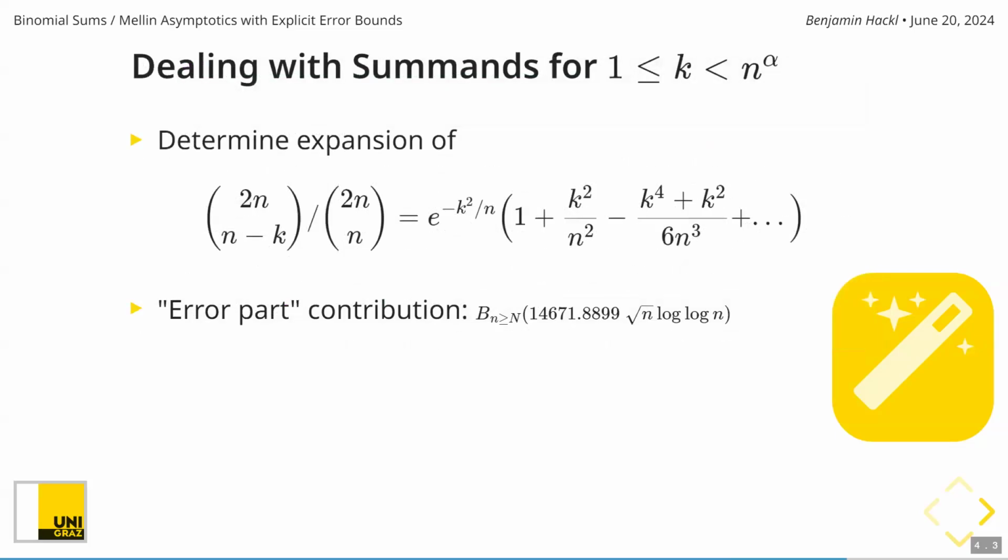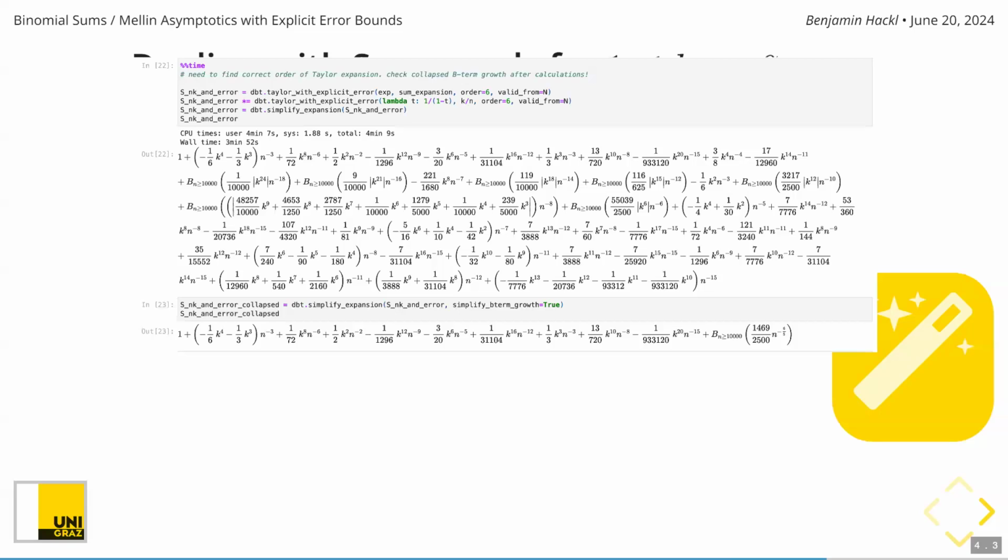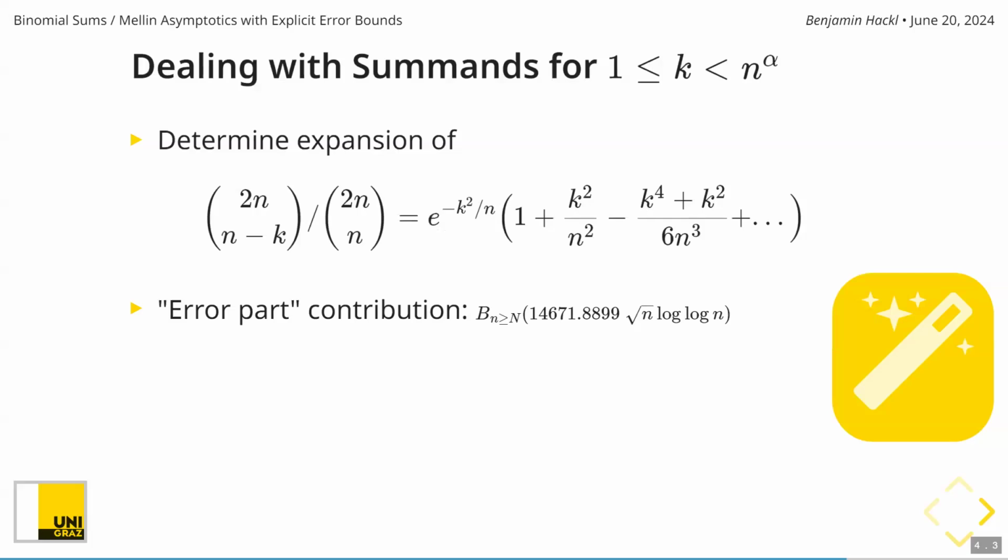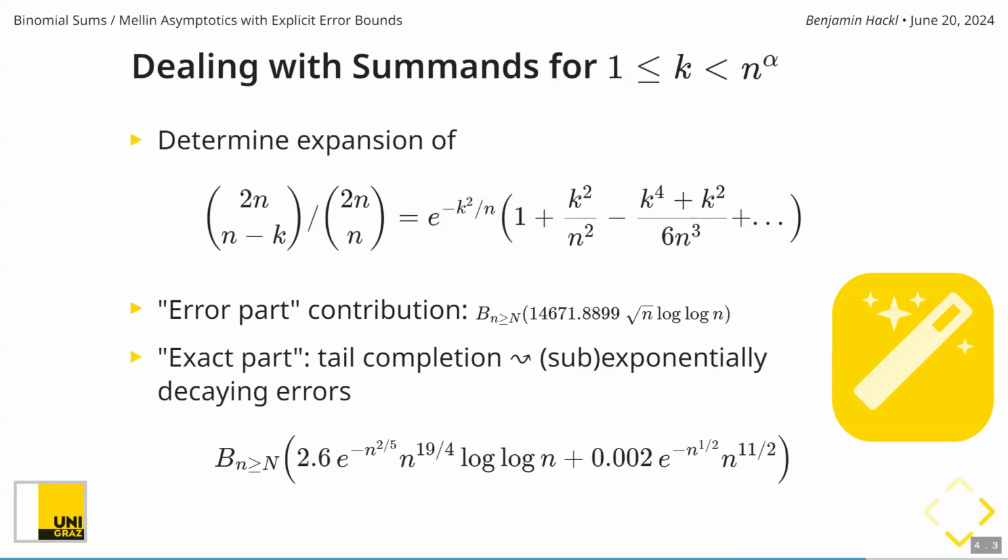Right. From this expansion, we have some parts that actually correspond to errors and some parts that are exact. We deal with the error ones first and collect the contribution, if we combine everything back together with the sum of this fancy number here, 14,600 times square root of n times log n. This is actually much larger than the errors we had before. There's no sub-exponential decay anymore, but still nothing too bad.